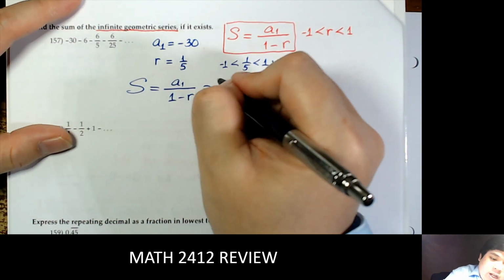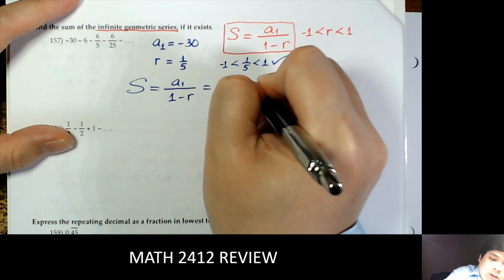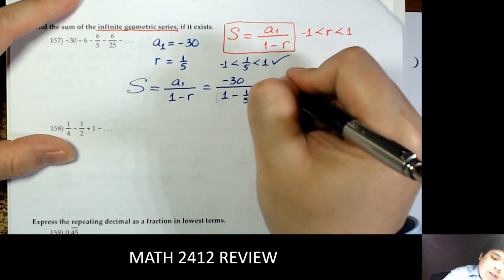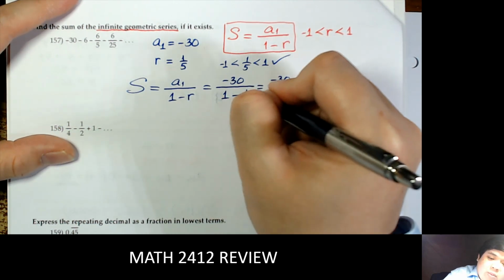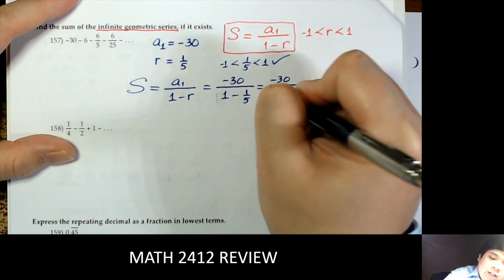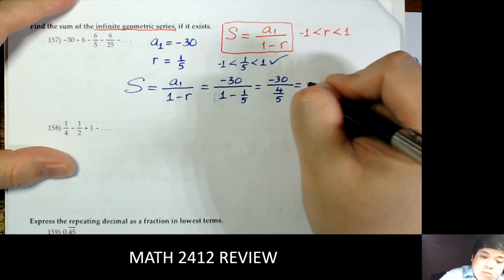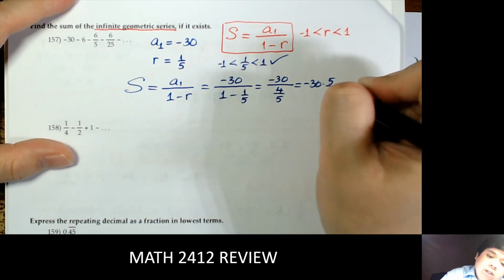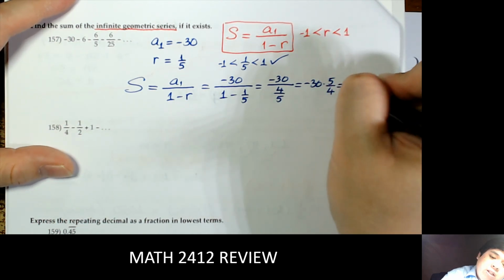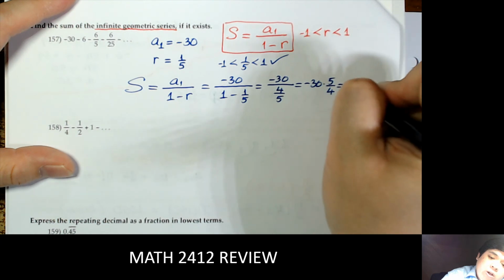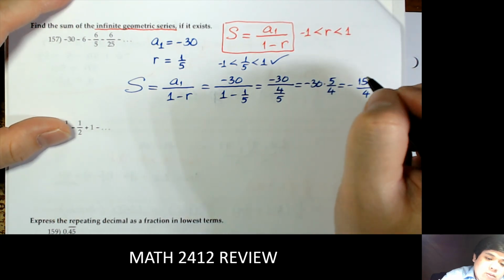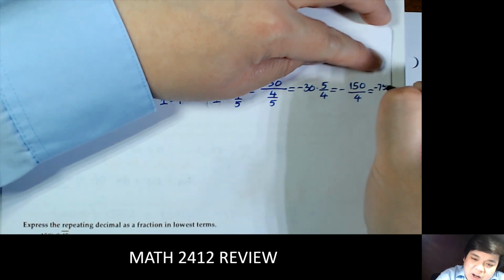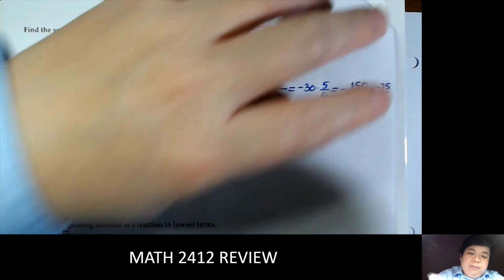So the first term is -30, over 1 minus r. So -30 over 1 minus 1/5, which is 4/5. Dividing by a fraction is multiplying by the reciprocal. So that's -150 over 4, which is -75 over 2.